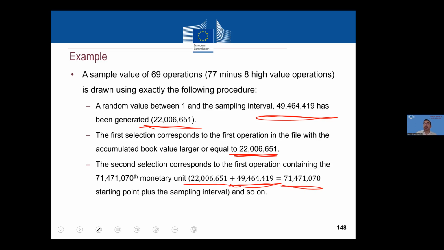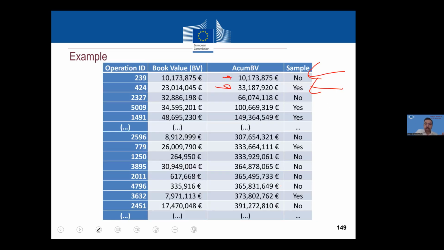So the second item to be selected to the sample is the first item whose accumulated book value is equal or larger than 71 million. Is 66 larger than 71? No, so it does not go into the sample. Is 100 larger than 71? Yes, so this one goes into the sample.